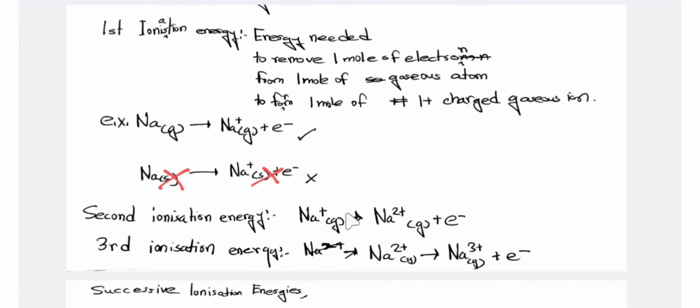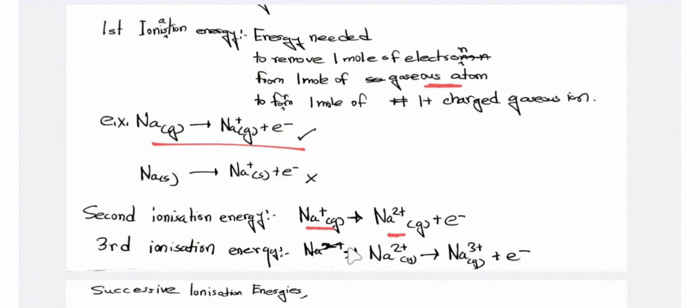For the second ionization energy, as for all ionization energies, the atoms must be in gaseous state. After the first ionization energy, we get sodium plus gas as the product. Then sodium plus gas loses another electron to form sodium 2 plus gas.